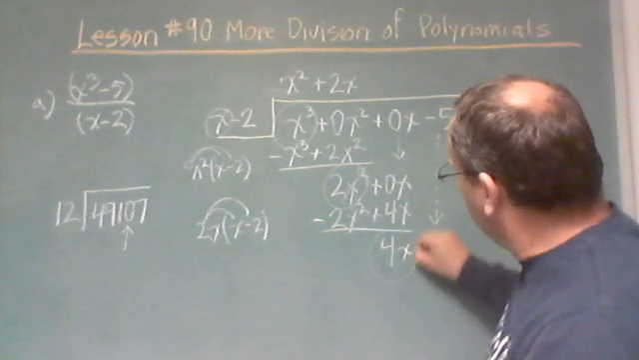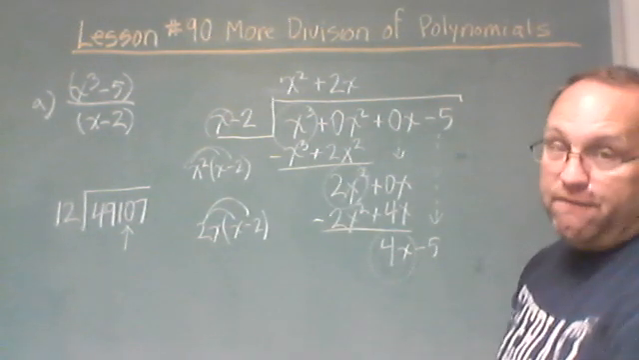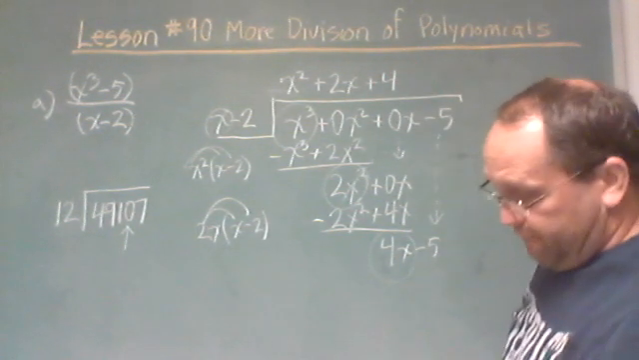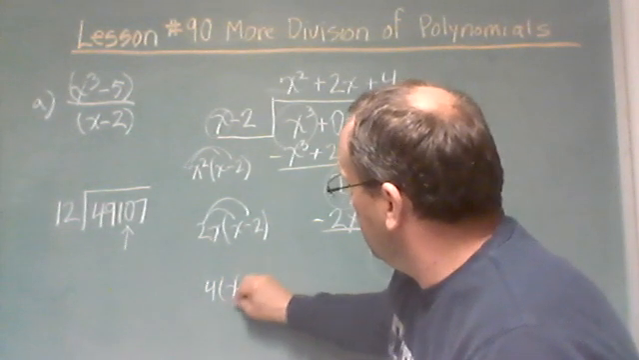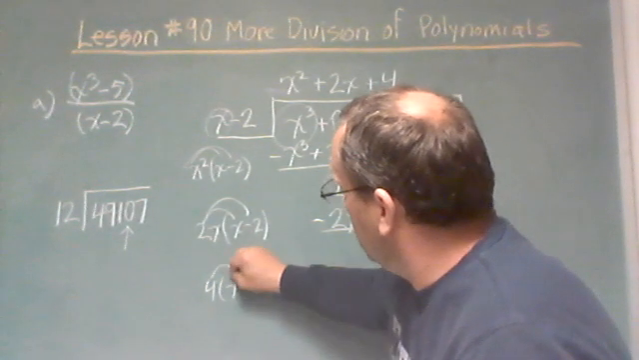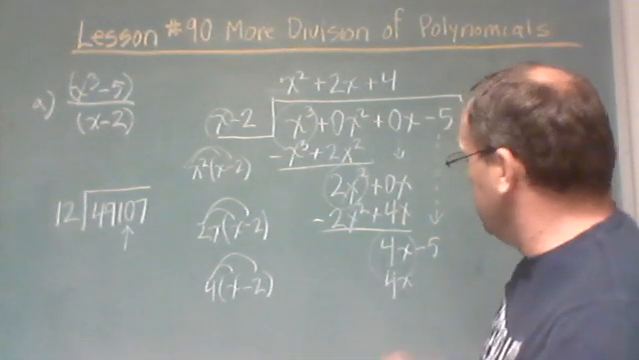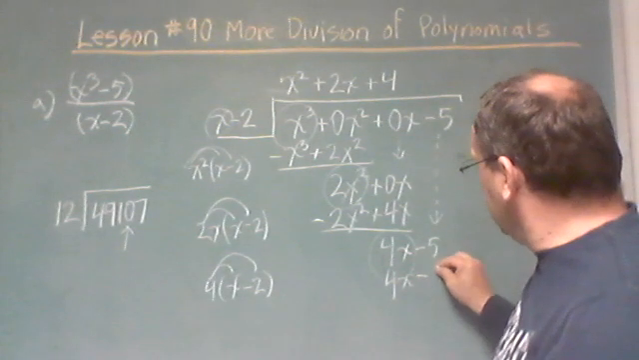I look at the first terms. What must I multiply x by to get 4x? I must multiply it by a positive 4. Let's multiply it out. 4 times x is 4x. 4 times a minus 2 is a minus 8.